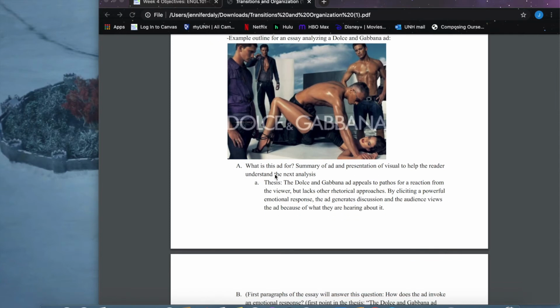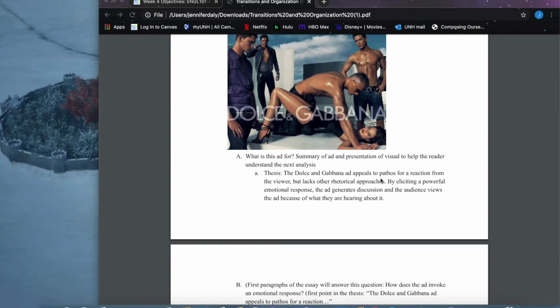So, introduction. What is this ad for? Summary of the ad, presentation of the visual to help the reader understand the next analysis. And then we've got the thesis statement. The Dolce & Gabbana ad appeals to pathos for a reaction from the viewer, but lacks other rhetorical approaches. By eliciting a powerful emotional response, the ad generates discussion, and the audience views the ad because of what they are hearing about it.